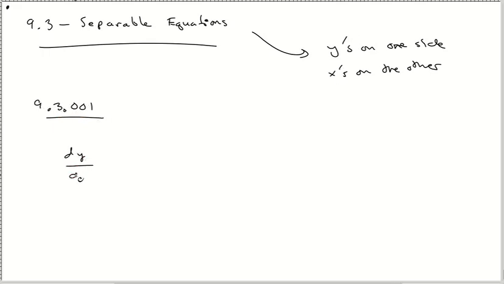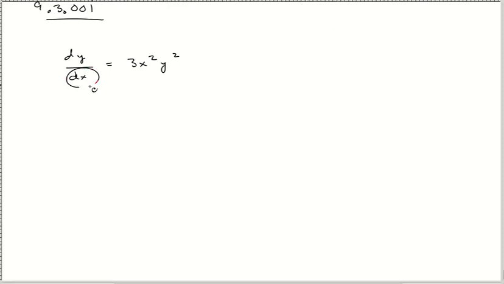Not really. It was okay. And so let's do the whole same thing again, and we're going to have fun doing it. Yay, we're doing calculus. So I'm going to move all the x's to one side and all my y's to the other side. So dy divided by y squared is equal to 3x squared dx.